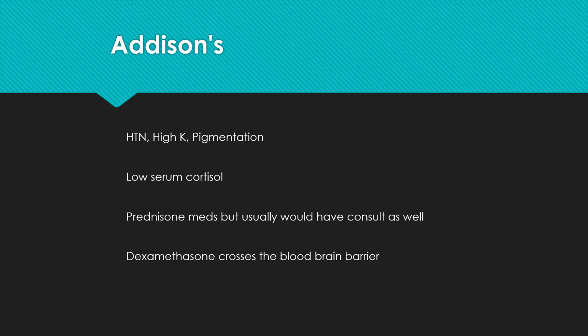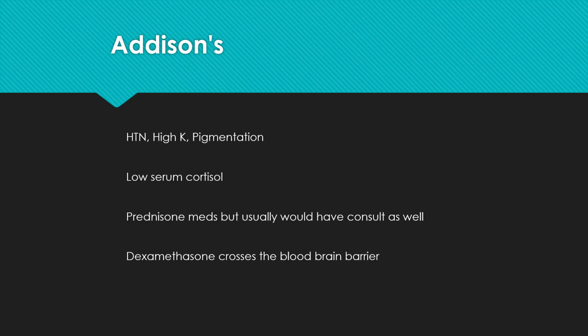Addison's, as we say: hypotension, high potassium, pigment, tan in places where you shouldn't get a tan when you're not in a tanning booth naked. Their serum cortisol usually will be low. It usually is low enough on just a regular test. Those people would need to be put on steroids. Almost always you're going to need a consult.